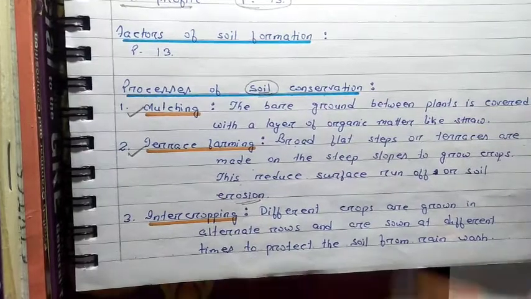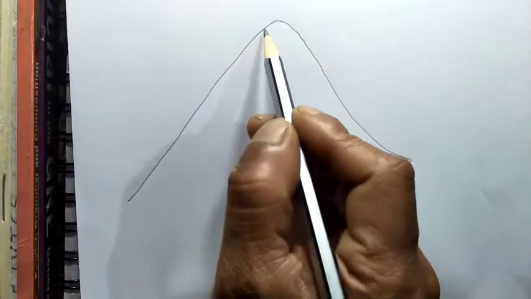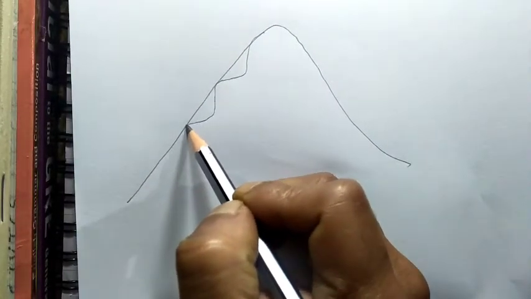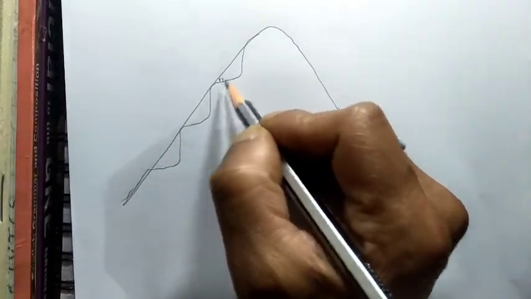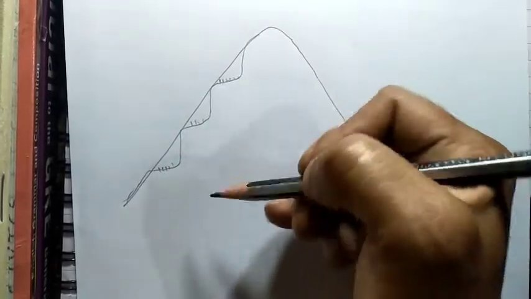What we can do, let me show you. You just think this is one mountain. This part we can cut in this way and we can make slopes like that. If we make slopes like that, we can cultivate the crops at this particular place, here crops can be cultivated, and this type of farming is known as terrace farming.